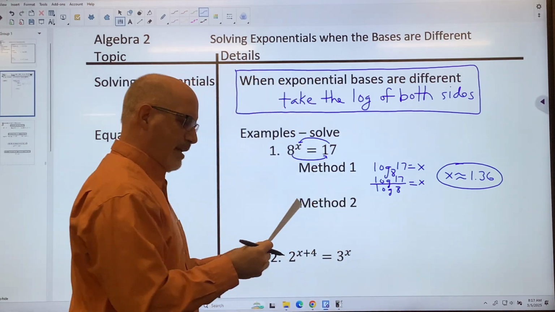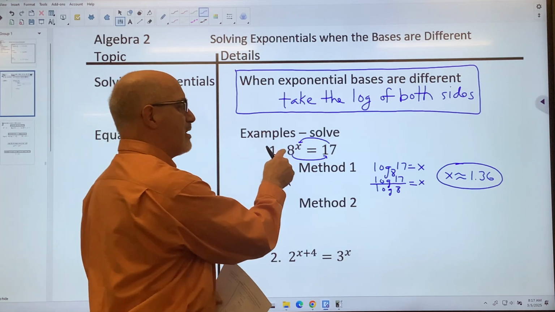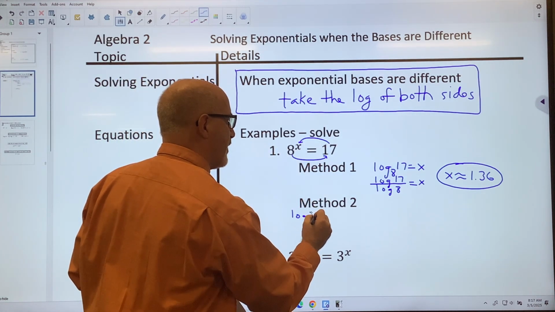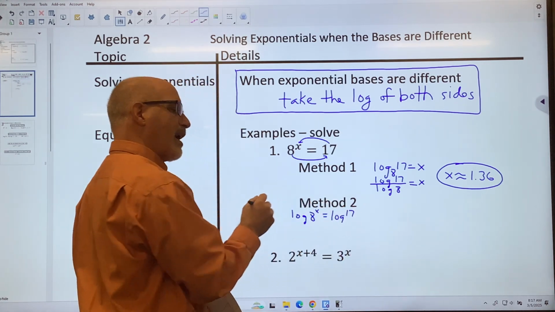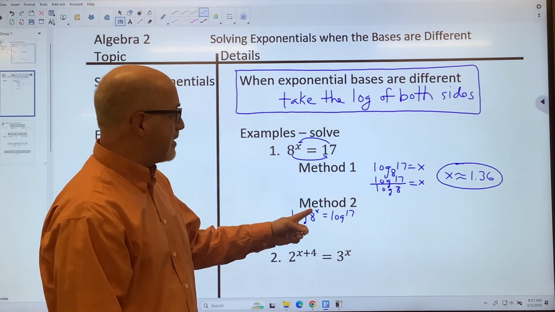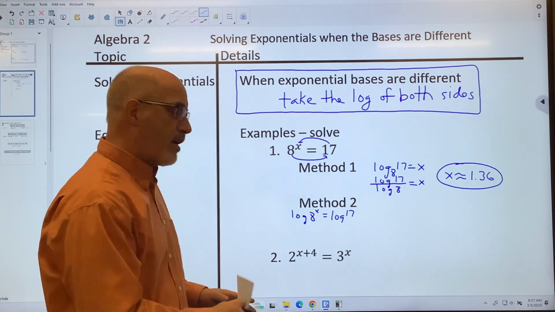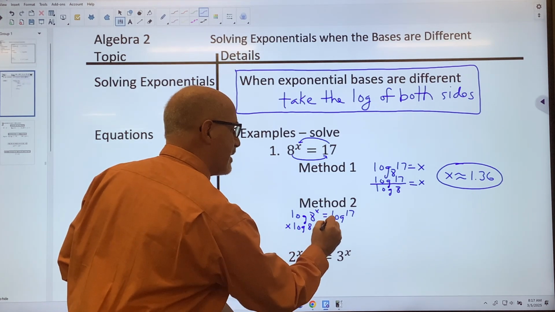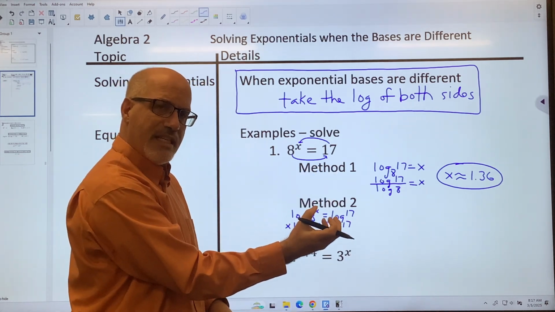Now let's do that same process and find it using a different method. I'm going to look at this exponential and take the log of both sides. So I'm going to do log of 8 to the x equals log of 17. And remember, we've got properties of logarithms that we can now apply. One of them tells us that if we have an exponent inside of the logarithm, we can bring that exponent in front. So I'm going to bring that x in front of the log of 8, equals log of 17.